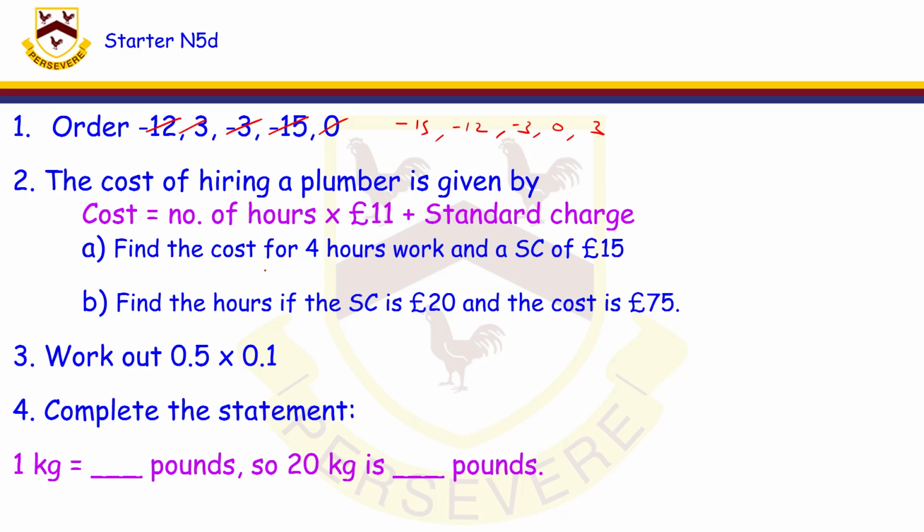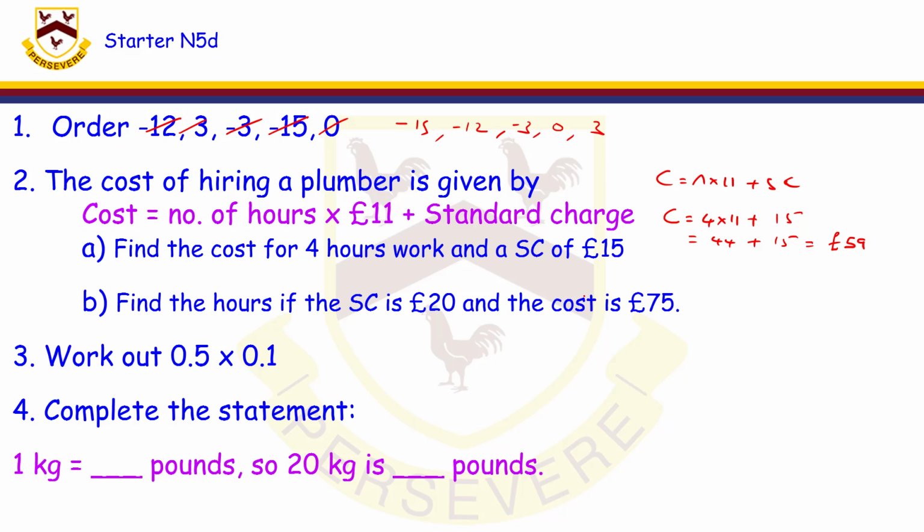Okay, question number 2. Cost of hiring a plumber is given by the formula C equals N times 11 plus the standard charge, SC. Find the cost of 4 hours work with a standard charge of £15. So the cost is going to be 4 times 11 plus the standard charge of £15. 4 11s are 44, plus the 15 gives us £59. So hopefully you got that right.